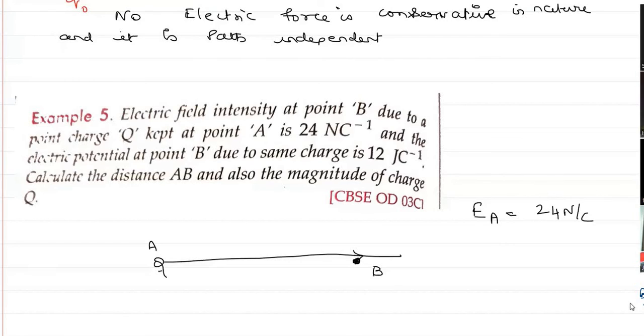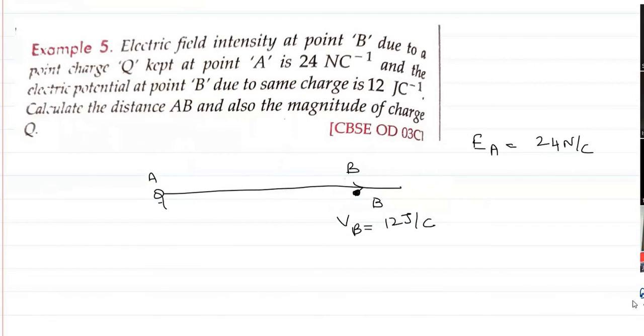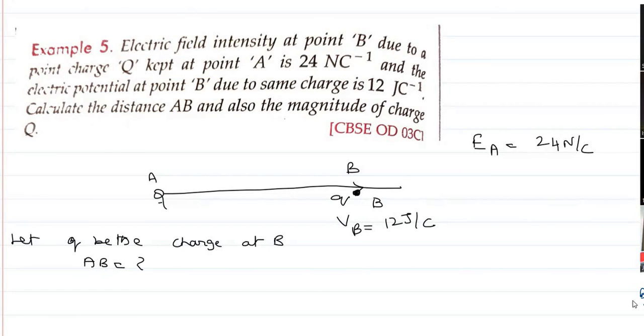And the electric potential at B due to the same charge is given as 12 Joule per Coulomb. Calculate the distance AB and also the magnitude of the charge Q. Okay, so we need to calculate two things. One is the charge; let the charge at Q be small q. The other one we have to calculate is the AB distance. Let AB equal to R, we will take.